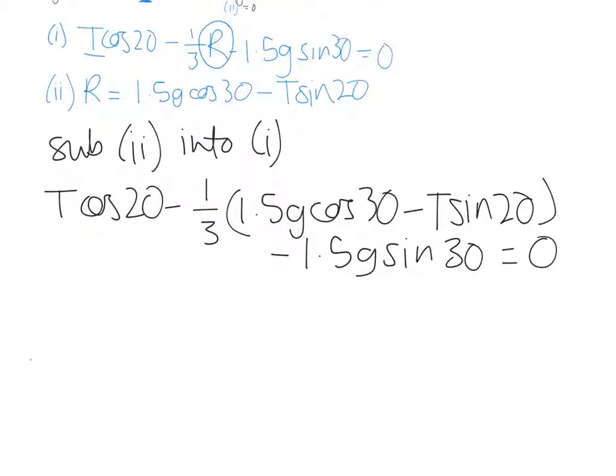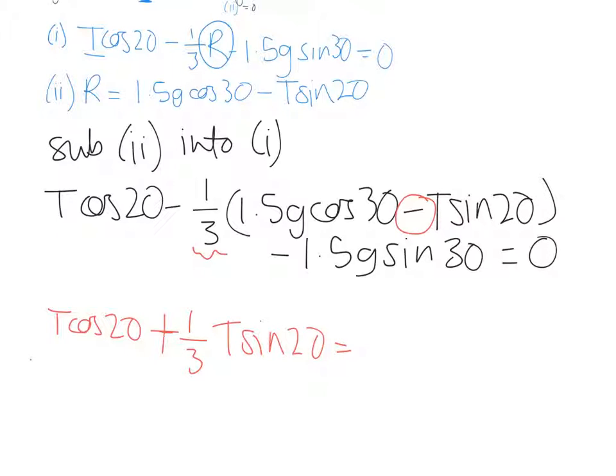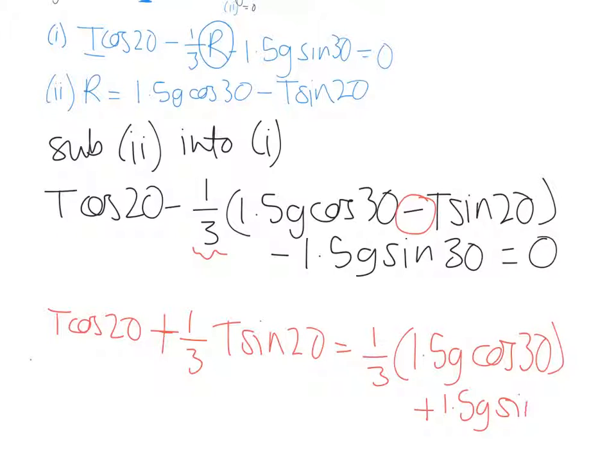So now we want to make T the subject of this equation. So we're going to get everything to do with T on one side and everything not to do with T on the other side. So we've got T cos 20 minus a third T sin 20, because that's that. Oh, and because it's a minus here, this is going to go to a plus. And so then these are both negative, so when they're on the other side we'll have a third times 1.5g cos 30 plus 1.5g sin 30.